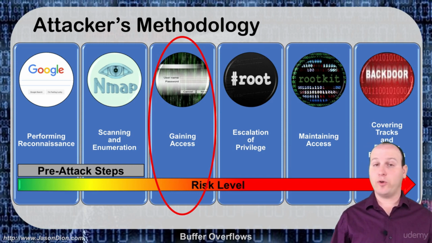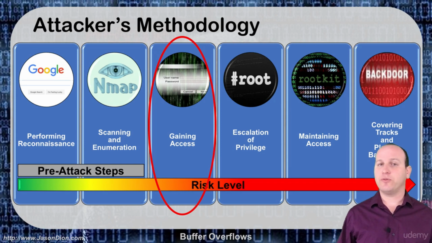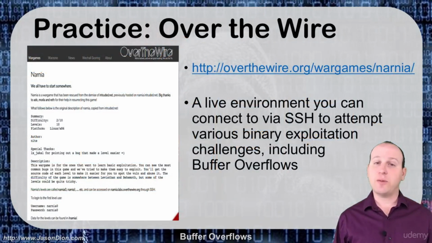So again, where do buffer overflows fall in the grand scheme of things? Usually we're going to use them in our gaining access phase. This is an exploit, so we're going to exploit a vulnerability using a buffer overflow. Buffer overflows are able to be done because of poorly written software. So let's take an example of how this works and see if it makes it a little bit clearer.